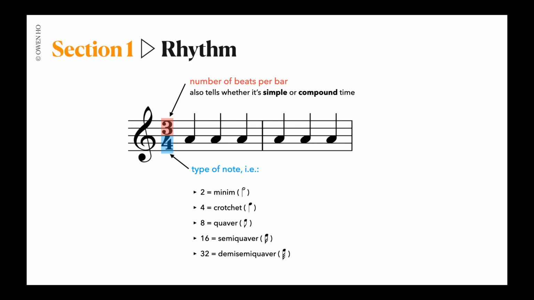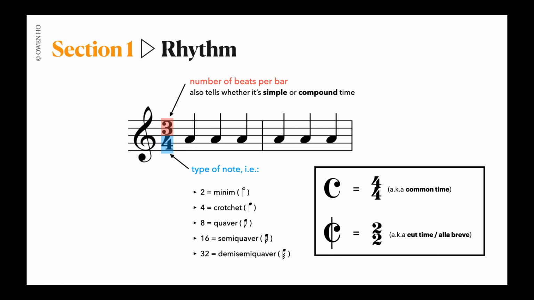Meanwhile, the bottom number means the type of note. For example, 2 means a minim, 4 means a crotchet, 8 means a quaver, 16 means semiquaver, and 32 means demi-semiquaver. There are also 2 special symbols that refer to specific time signatures. The C sign refers to the 4/4 time, also known as the common time, whereas the C with a line through it is the 2/2 time, which is also called cut time or ABRSM.